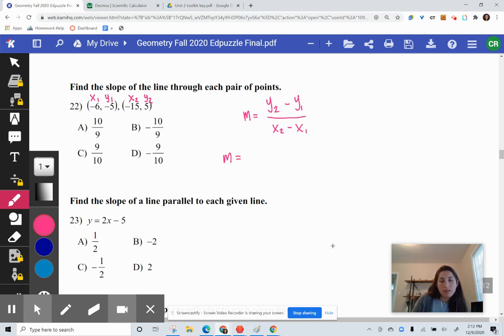We've got 5 for the y2 minus y1, which is negative 5. And then my x2, negative 15, minus x1, which is negative 6. Okay, so now we go ahead and add. And if you're unsure about your slope, I would definitely go ahead and use your Desmos calculator. We've got 5 minus negative 5, which is really 5 plus 5. That's going to be 10. And then we've got negative 15. This is really plus 6. Negative 15 plus 6 is going to be negative 9. And when simplified, we just have the one negative, so it'd be negative 10 over 9.